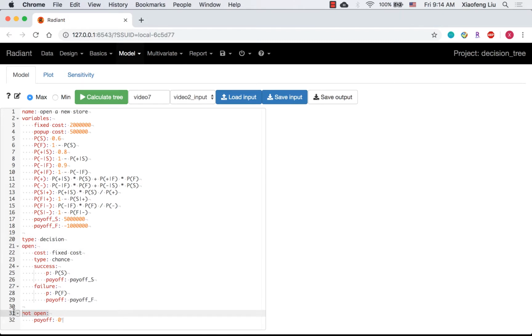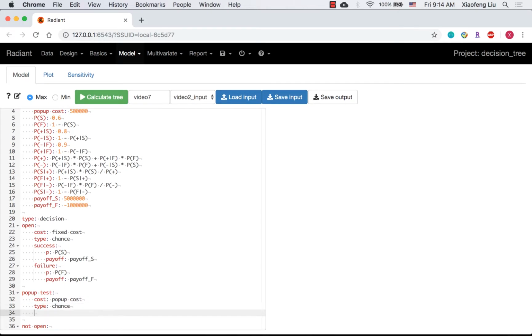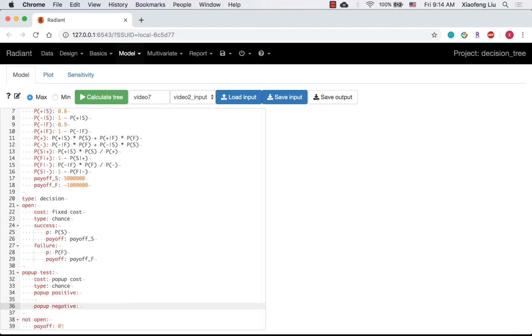Besides open, not open, now we have one more option, doing a pop-up test. The cost is pop-up cost, $500,000. We will have two scenarios, pop-up positive and pop-up negative. Let's finish pop-up positive first. We will have P positive of chance to reach this node.